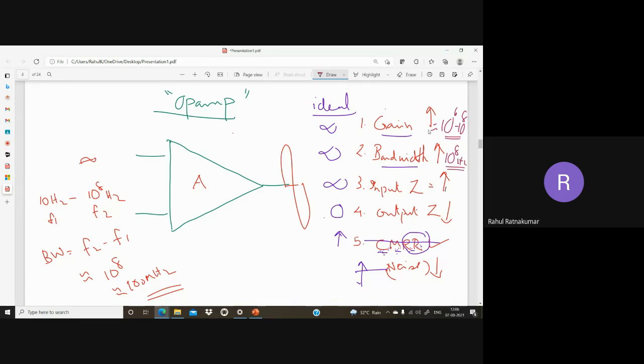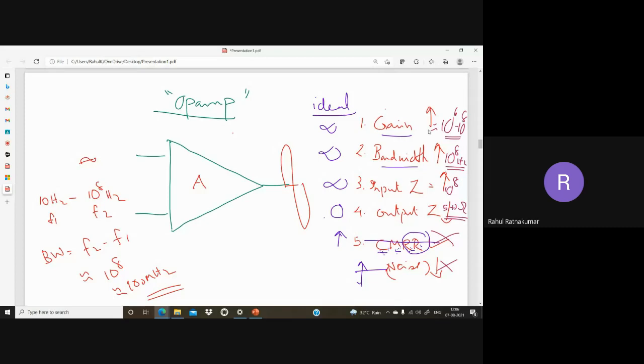Input impedance should be very high, 10 raised to 8. Output impedance should be 5 to 10 ohm, very less, not zero, but there is always some slight impedance. CMR also, right? Let's not discuss. It's fine. So these are the things you expect in your idea of an operational amplifier: high gain, high bandwidth, input impedance very high, output impedance low, and noise elimination should also be very high. I hope this is clear.